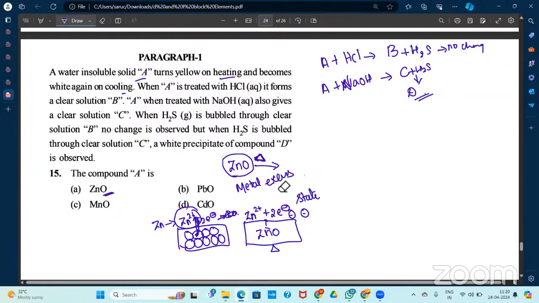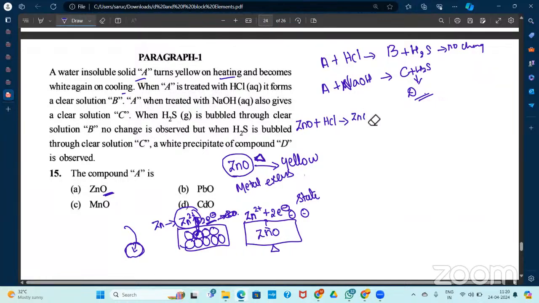Now this oxygen site will be vacant, and the electron will capture the vacant space. There is movement of electron, and we know that it will give color. That's why on heating it gives yellow color, and on cooling it becomes white again. Now with HCl: when ZnO reacts with HCl, you'll get zinc chloride and water.